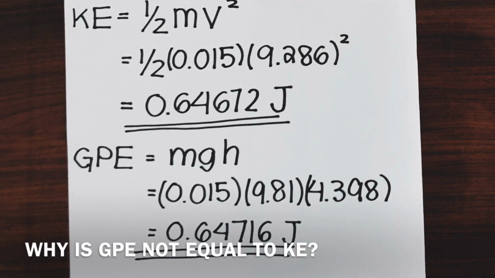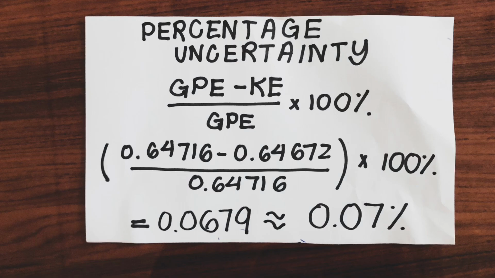We would expect that the value of GPE and KE should be the same because of the law of conservation of energy. However, GPE is greater than KE because when the bottle falls, heat is lost to the surroundings and some of the energy is also converted to sound. The percentage uncertainty is calculated by the gravitational potential energy minus the kinetic energy over the GPE times 100%, which gives us a value of 0.07%.